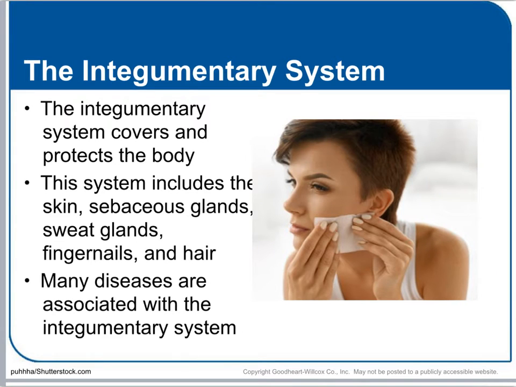The integumentary system covers and protects the body. So this would include your skin, any sebaceous glands, sweat glands, fingernails, and hair. Sebaceous glands, just so you know, produce oil, and it usually moves up the hair follicles to the surface of the skin, where it lubricates the skin and the hair. Sometimes if it gets blocked, that's when you would get a pimple. Many diseases are associated with the integumentary system.